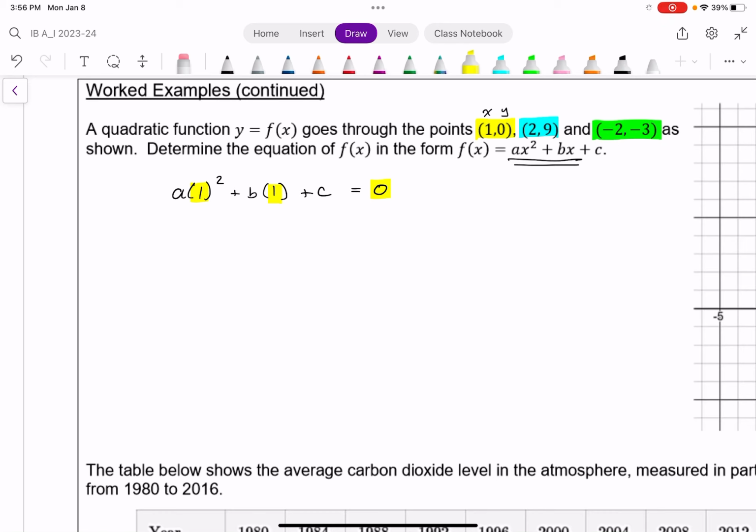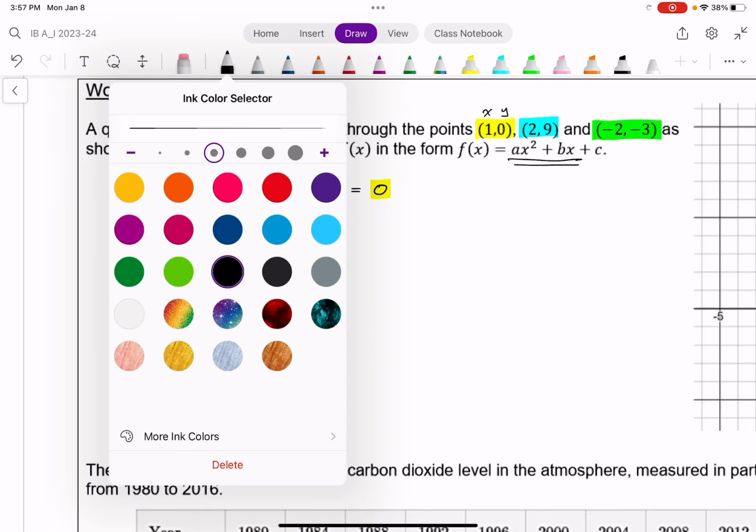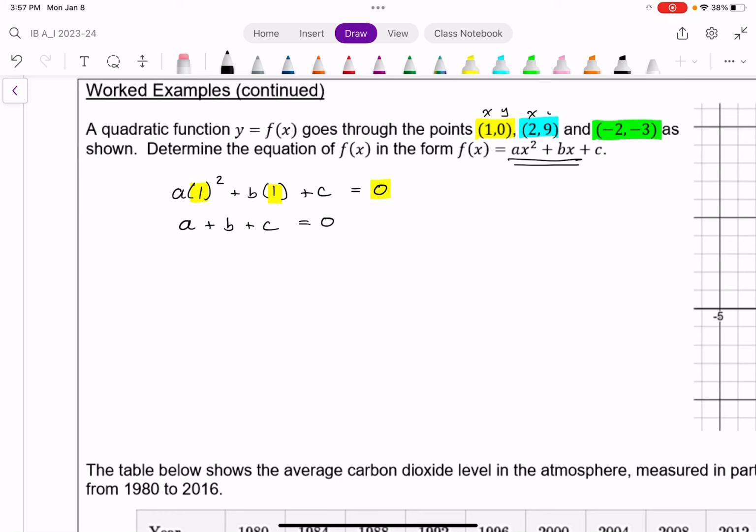And so I know this equation must be true. Cleaning it up slightly, really, all I have is a plus b plus c must equal 0. So in itself, that doesn't do me any good, but I can do the same thing for my other points. When x is 2, y must equal 9, which means a times 2 squared plus b times 2 plus c must equal 9. Or cleaning this up slightly, I get 4a plus 2b plus c must equal 9.